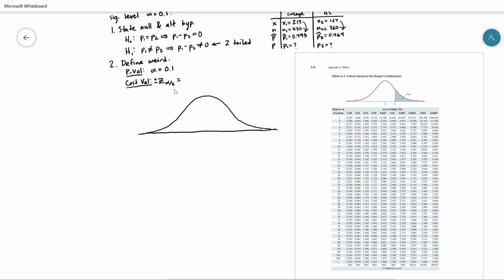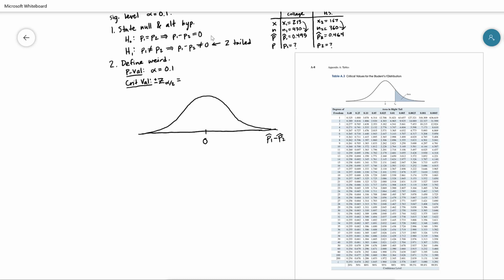So this is the distribution of all the possible differences between p1 hat and p2 hat. All the possible differences. We are assuming, according to the null hypothesis, that the difference is 0. That is our null hypothesis. But in fact, we are going to find a difference. Clearly, our p1 hat and our p2 hat are different values. And so we'll figure out where this winds up on this curve in a minute. But for now, we've defined weird to be anything that happens less than 10% of the time.